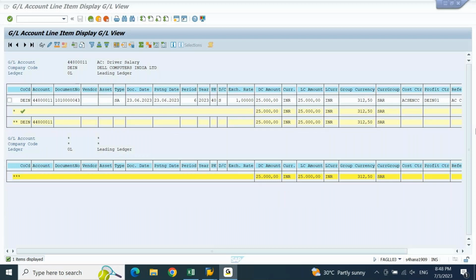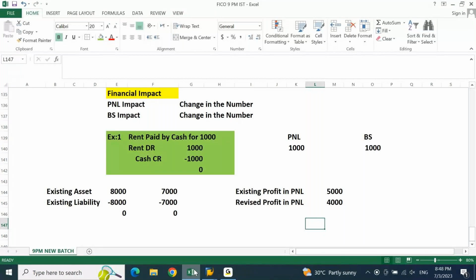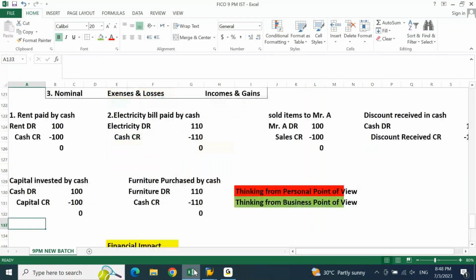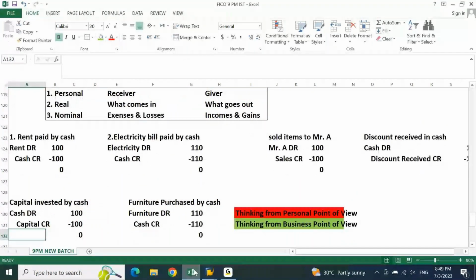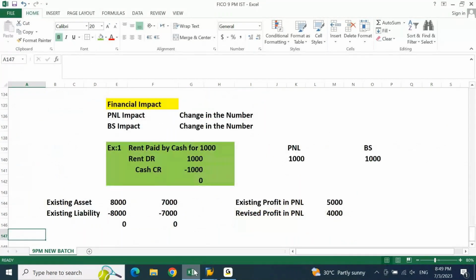Now, similarly, once you are able to pass entries like this, we need to understand how your entry is creating impact. For that, we need to go back to the accounting cycle. We talked about business transaction, we talked about journal entry. And from the journal entry, we are able to understand how this is going to create impact on the different subsequent postings. How your journal entry is creating impact in your P&L, how it is creating impact on your balance sheet. Now, before you create P&L, before you create balance sheet, there is some more thing. There are additional reports that we need to prepare.